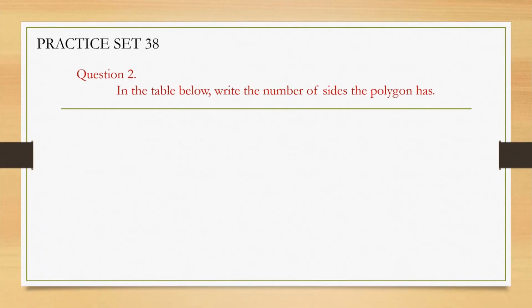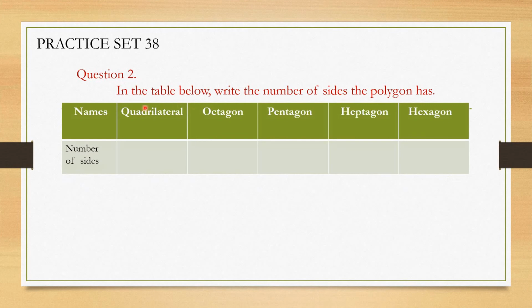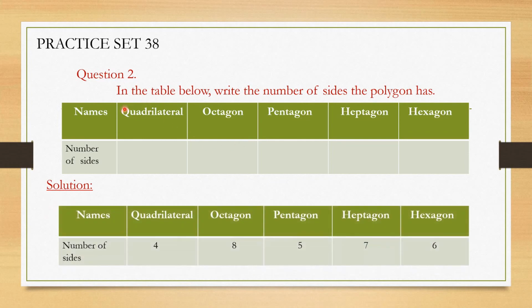Question number 2. In the table below, write the number of sides the polygon has. In this table, the names of polygons are given and we have to write the number of sides of the polygon. Solution. The first name here is quadrilateral. The quadrilateral has 4 sides, octagon has 8 sides, and pentagon has 5 sides. Heptagon has 7 sides and hexagon has 6 sides.